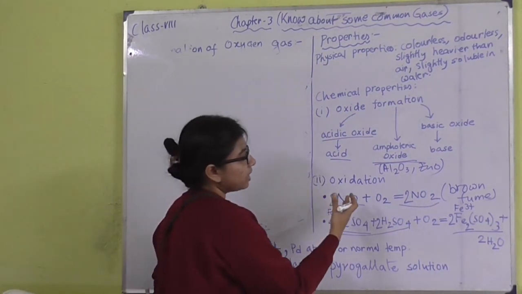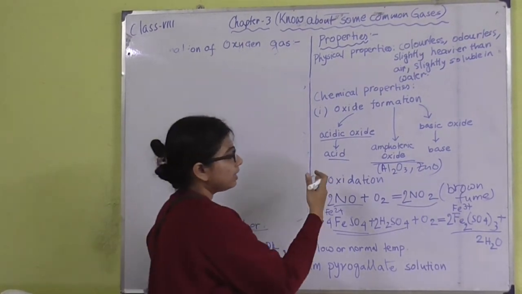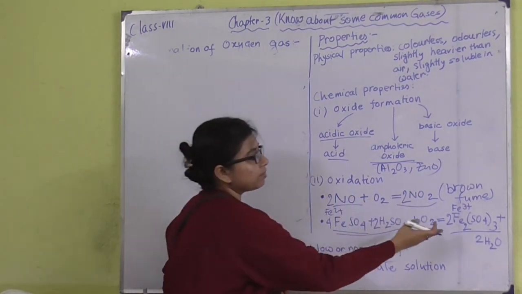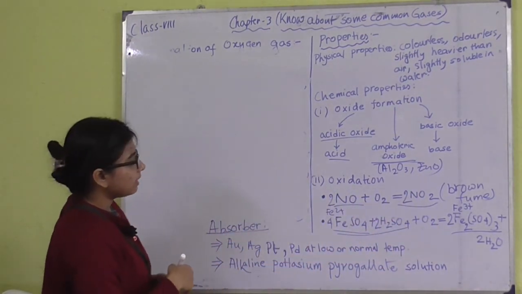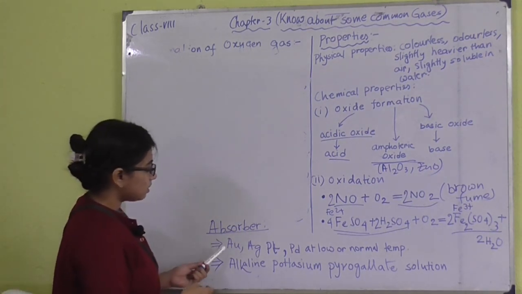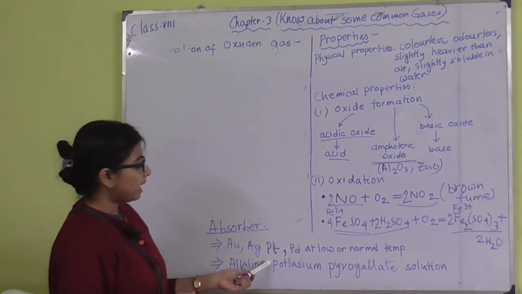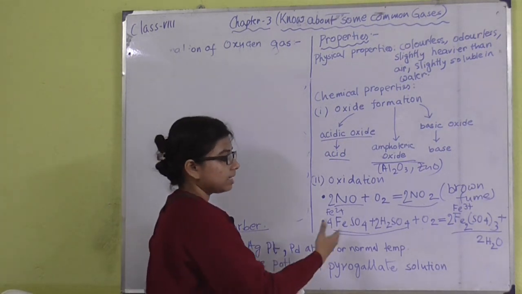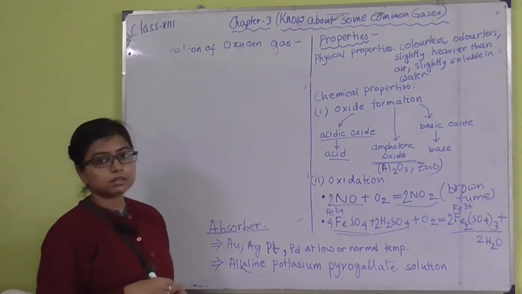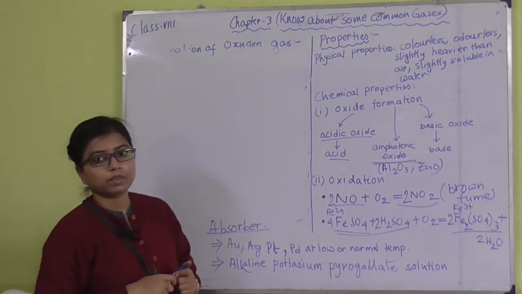And the next oxidation reaction was, if we add oxygen to anything it will get oxidized. And here we have two examples, the formation of nitrogen dioxide and the formation of ferric sulphate. And the last thing was the absorber of oxygen gas, where we can see that these metals like aurum, silver, aurum means gold, silver, platinum, palladium, they can absorb oxygen at low or normal temperature, and we can also use alkaline potassium pyrogallate solution which can also absorb oxygen. So, this is all about oxygen.